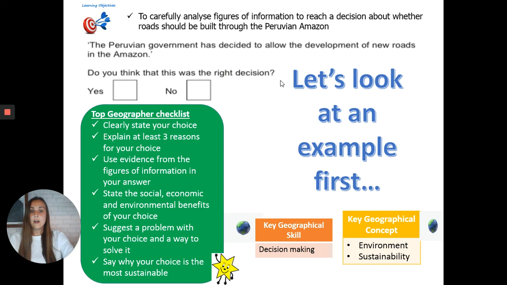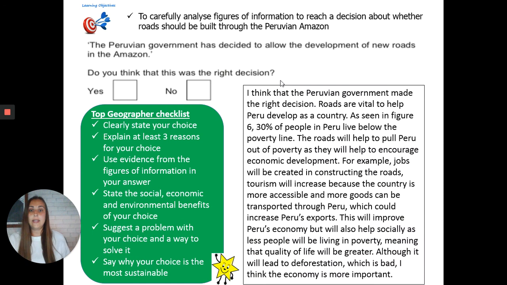Okay, so let's just look at a bit of an example first. If you're a little bit unsure how to start, hopefully this example will help you. You can pause it on that example. I think the checklist is still on there, so you can use the checklist to help you. And hopefully you will be able to come to a decision. Remember, there's no right or wrong answer, as long as you can justify, so give reasons for your answer, then that will be good.